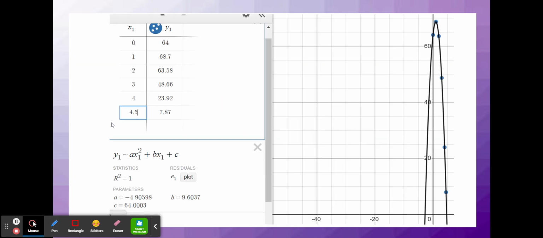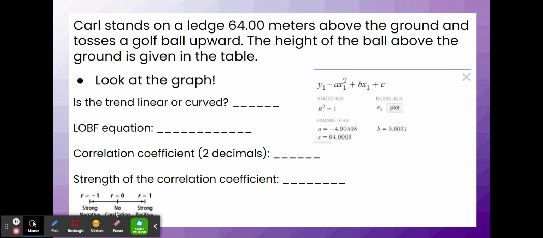All right, so I typed my table into Desmos. I noticed that it is curved, so I know it's quadratic. I run my regression, I find A, B, and C, and my correlation coefficient is exactly 1. So we're going to use this information to write our equation and describe our correlation coefficient. So my line was curved.